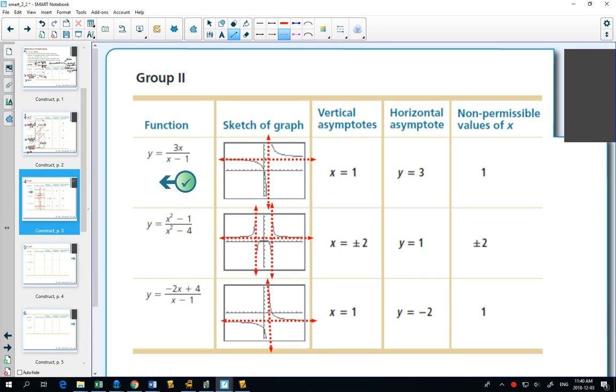So group 2, how do we characterize it? What are the different things that are part of this graph? Notice in group 2 that in the fraction, the degree is the same. Either you have a line divided by a line or a parabola divided by a parabola.